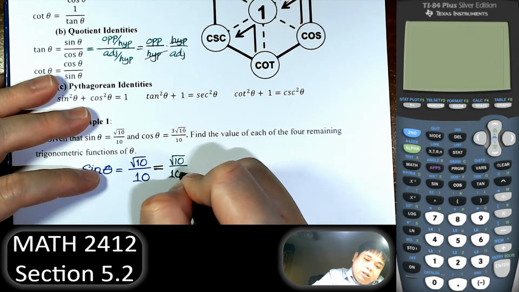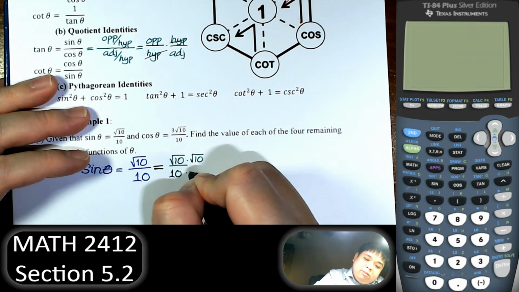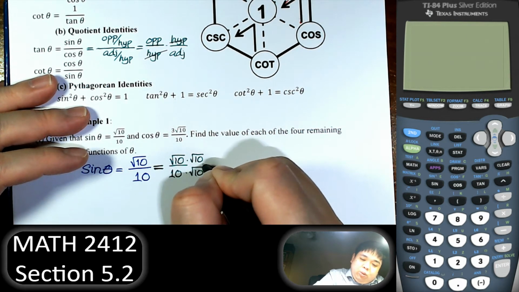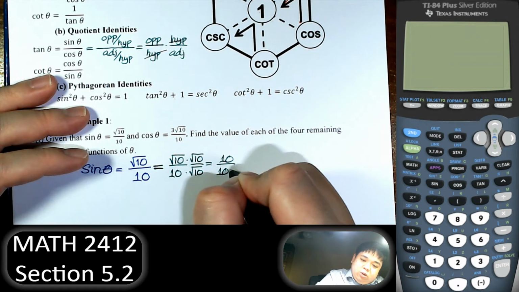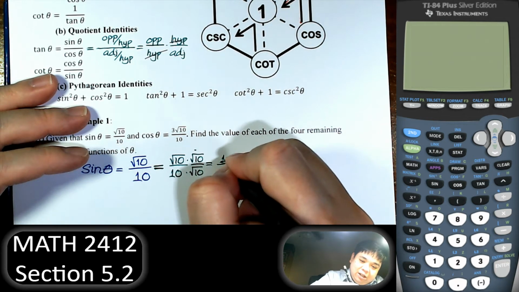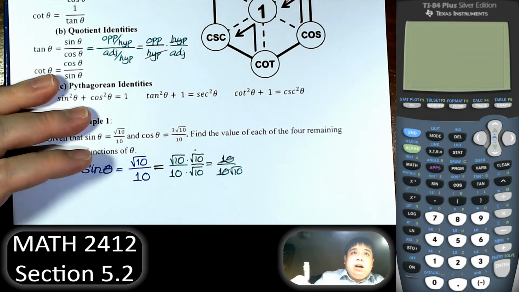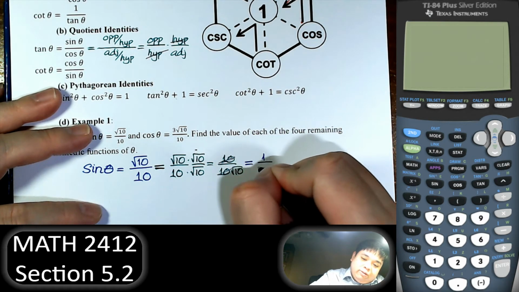So what I do is I can just multiply square root of 10 top and bottom. So when we do that, we have square root of 10 times square root of 10 is 10. At the bottom, 10 square root of 10. So in that case we can cancel out the 1, cancel out the 10. So sine, we can write this also as 1 over square root of 10.